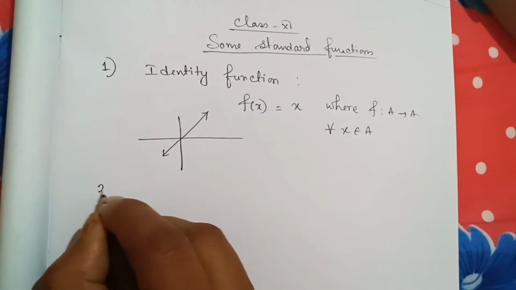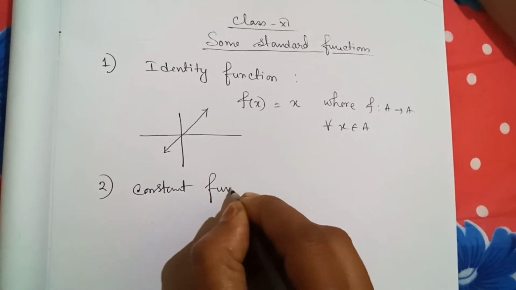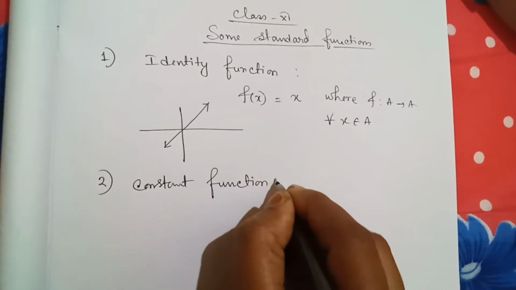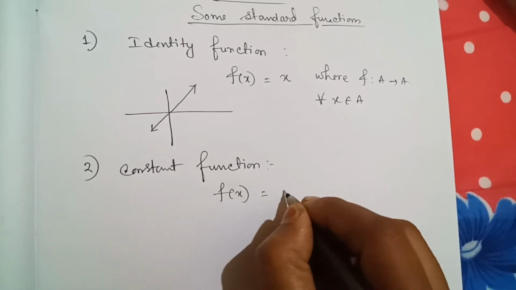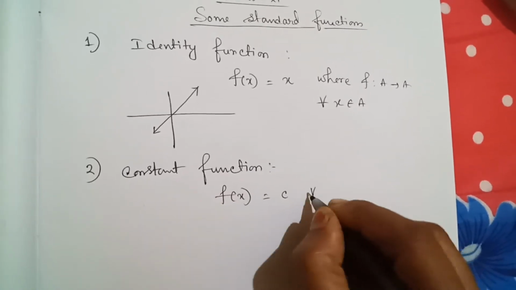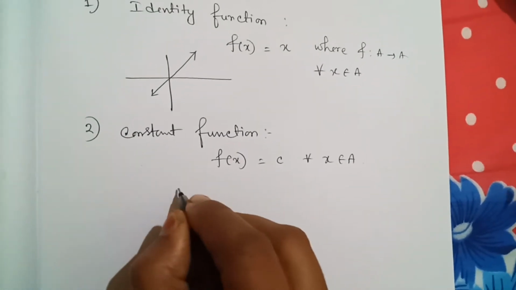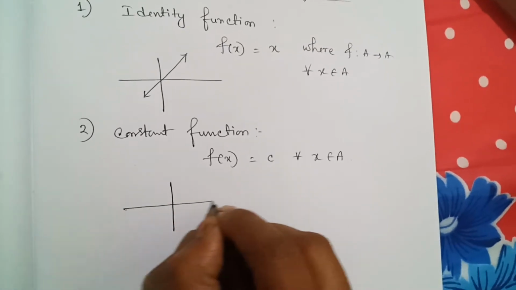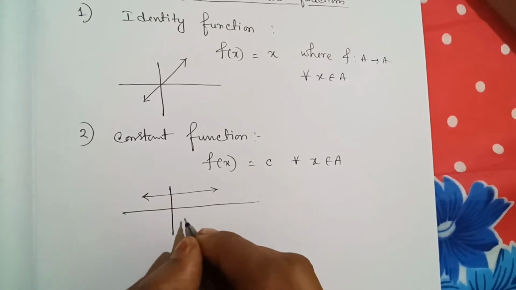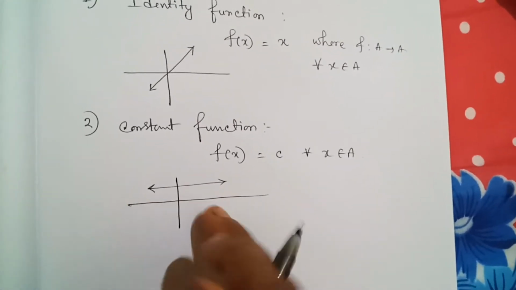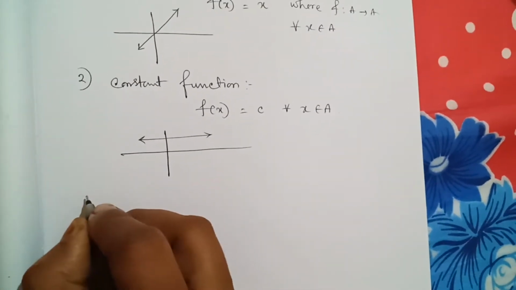Number two is the constant function. So constant function means that f of x will be any constant, suppose c, for all x belongs to A. As the image is constant, that means it will be parallel to the x axis. So its graph will be like this, parallel to the x axis.